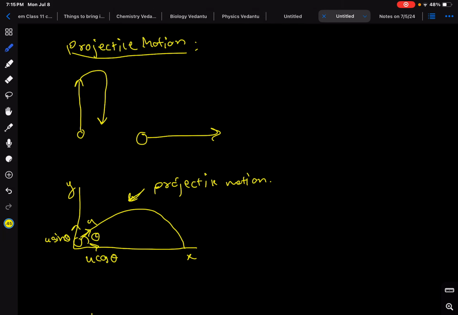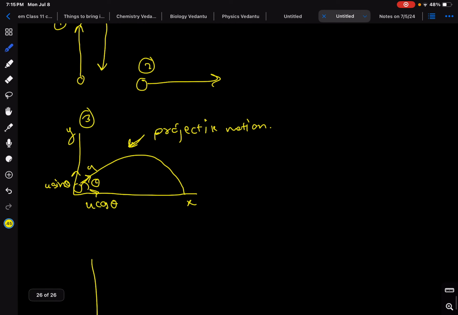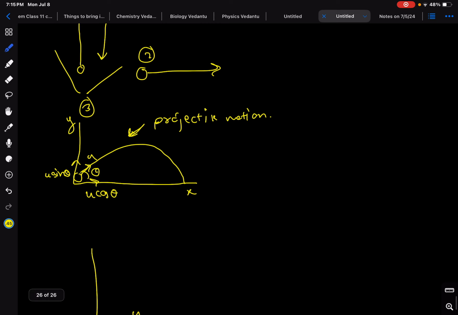Hello everyone, we will be starting today with projectile motion. Alright, so what is projectile motion? It is a combination of vertical motion, which is right here, and horizontal motion, which makes the third, which is projectile motion. And over here, we have to take the y and x axis separately.